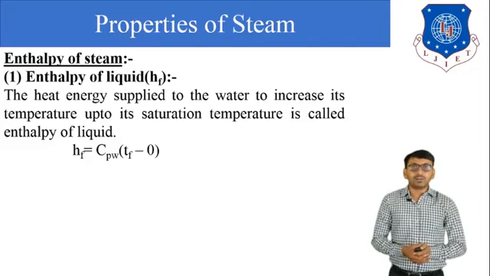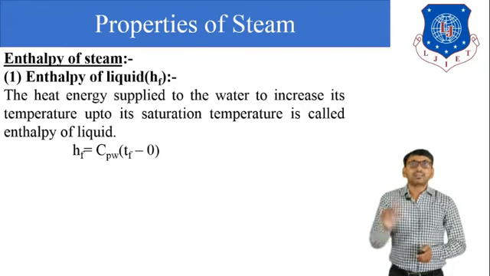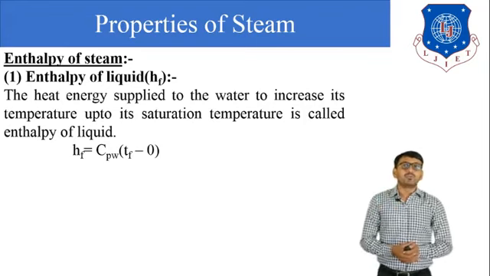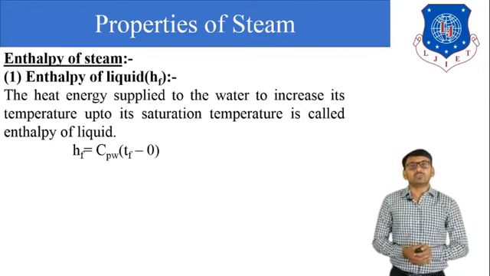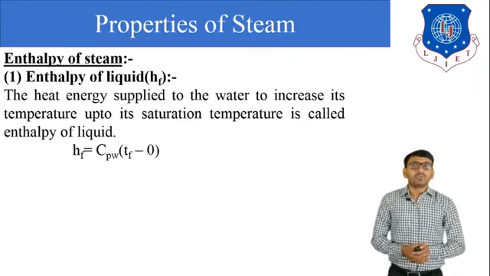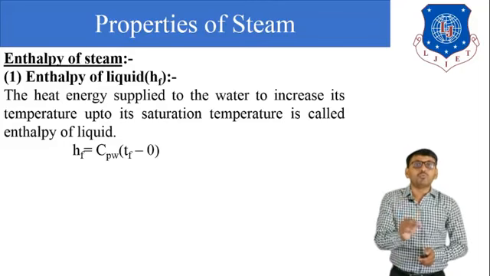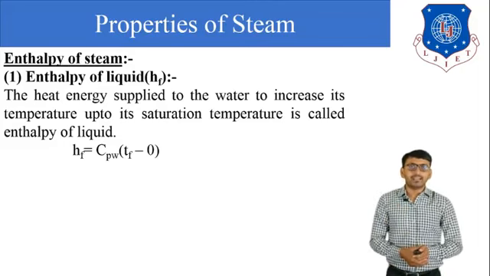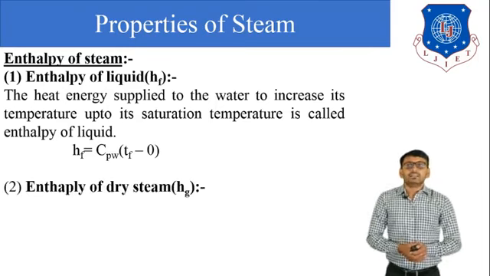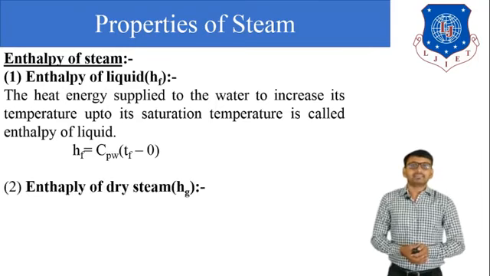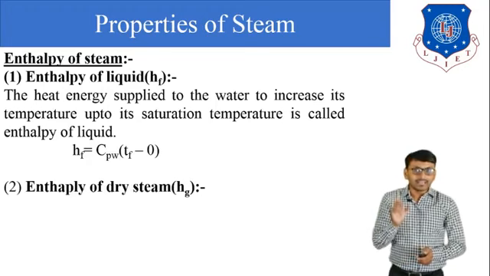What do you mean by Cpw? Specific heat of water, and it is equal to 4.186 kilojoule per kg Kelvin. What do you mean by Tf? That is the temperature of water, okay, in degree Celsius. Then enthalpy of dry steam, it is denoted by Hg.